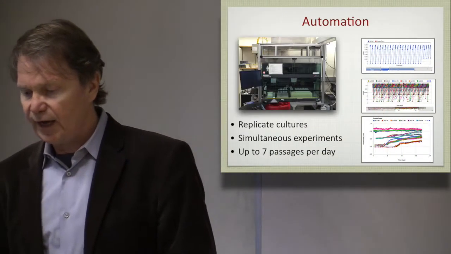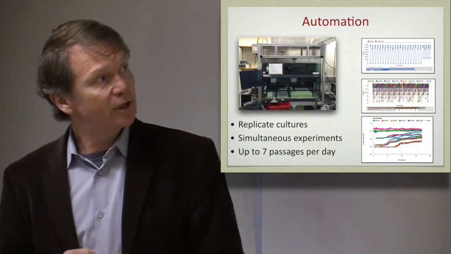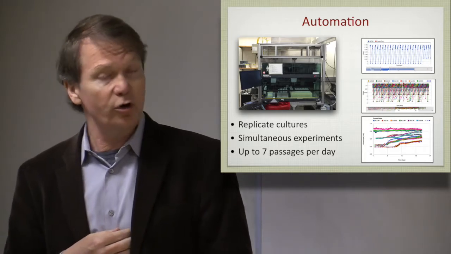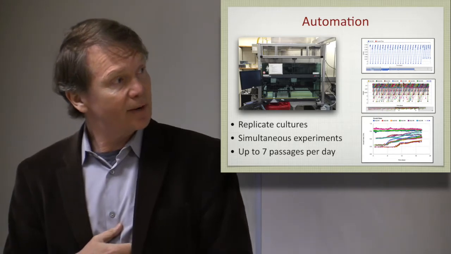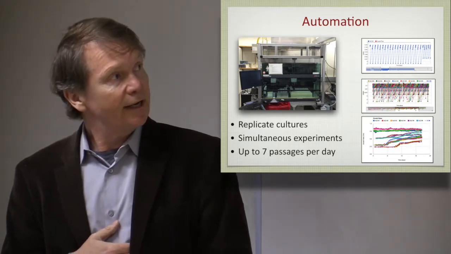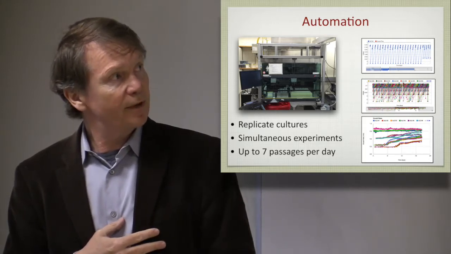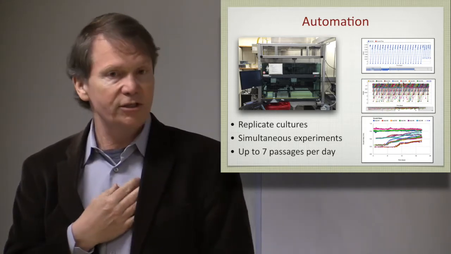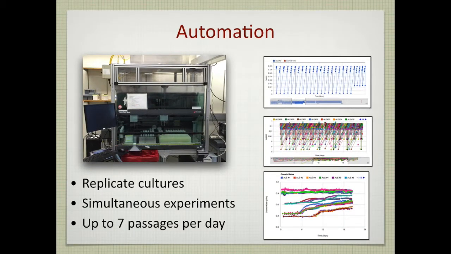Now the one that does serial passaging in late exponential phase can be automated, and ALE machines have been built, and here you can have many replicate cultures at the same time. In a sophisticated setup, you can do many simultaneous experiments, and the number of passages you can achieve per day will far outstrip what you can do manually. And also this is a very well controlled process. And the images to the right show the outcome of that kind of experiment.